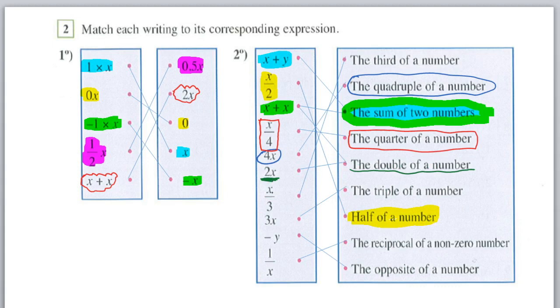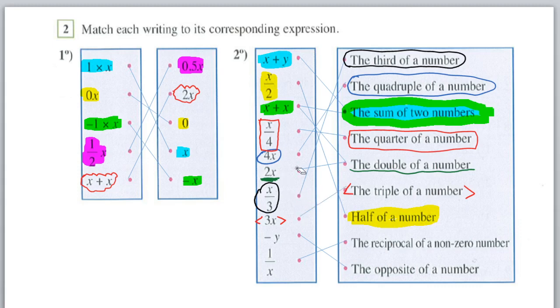Okay, but x over 3. Let me change the color here. X over 3 is a third of a number. It's not a triple, triple should be 3x. Yes, that's it, 3x. So 3x is for a triple of a number. Done?